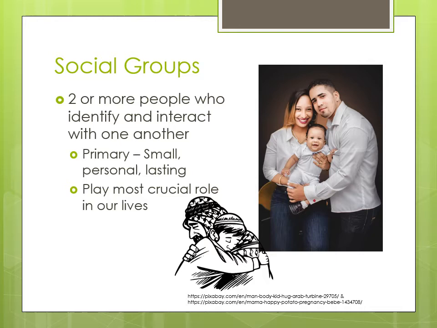Social groups begin when you have two people or more, and social groups are divided into two types. One is called primary groups, which are very important in our lives. They can include family or lifelong friends. They play a crucial role in our development.